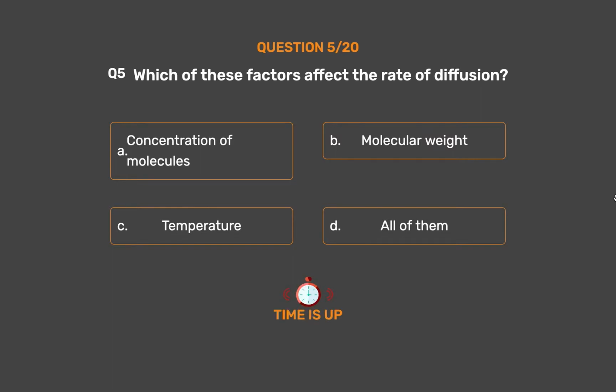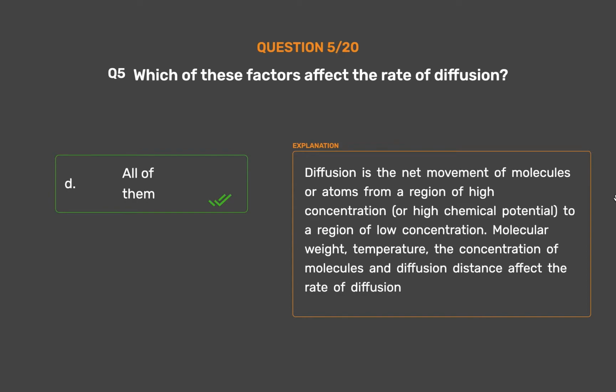The correct answer is option D, all of them. Diffusion is the net movement of molecules or atoms from a region of high concentration or high chemical potential to a region of low concentration. Molecular weight, temperature, the concentration of molecules and diffusion distance affect the rate of diffusion.